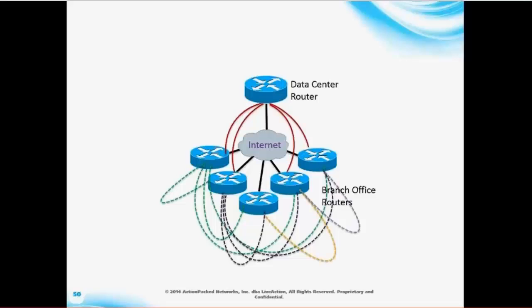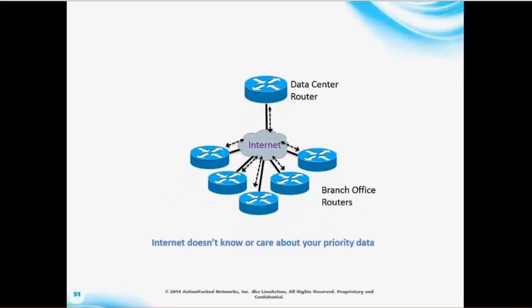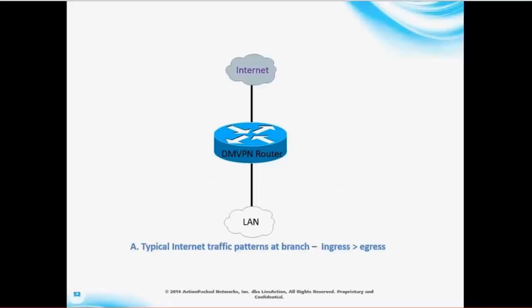So if we think about our DMVPN networks, like we've seen before, remember how our internet has no understanding of the priority data in our VPNs. It doesn't even care that it's VPN. It just sees some IPSec traffic passing between our sites as well as all of our casual internet usage per se, right?